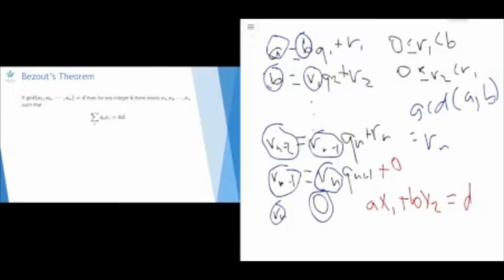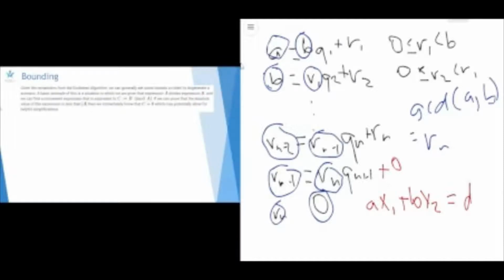But anyways, these are just prerequisites that you're probably familiar with. We're just giving a refresher. So the main tip here is bounding. The point is that with the division algorithm, the Euclidean algorithm, we can bound all these remainders, or some of these remainders. We might not need all of them. We can bound these remainders and be able to degenerate a scenario or make some powerful simplifications.